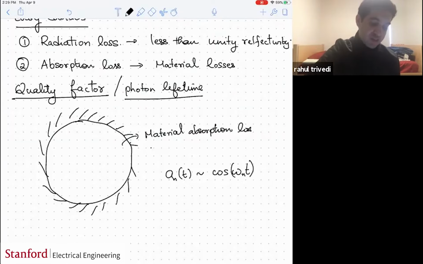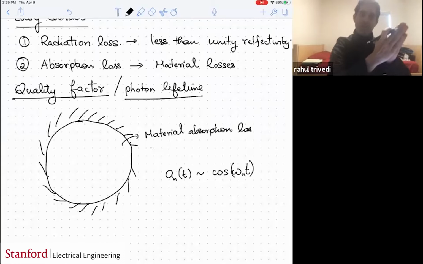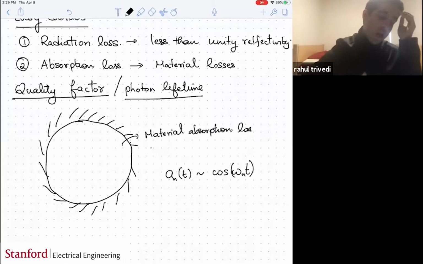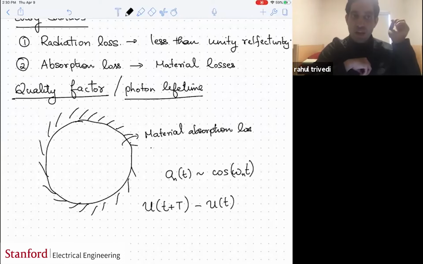Now, because you have losses, so now if these losses are, let's say, very, very small, so they don't really affect the cavity in one oscillation, but they affect it over several oscillations. One simple thing that you could think about is what happens to the energy of the cavity after one period of oscillation, let's say, right? So we have a period of oscillation T associated with the frequency. So what happens to the energy of the cavity? Well, clearly the energy decreases compared to its value before a period, right? Because there are some losses.